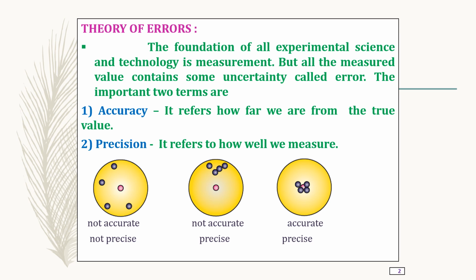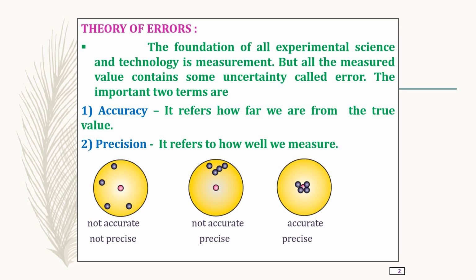Here a visual example is given. Target shooting is an example which explains the difference between accuracy and precision. In the first diagram, the shots are focused so as to reach the bull's eye, but the arrows have reached only around the point. Hence the shots are neither accurate nor precise. The second diagram shows all the shots are close to each other but not at the central point. Hence the shots are precise but not accurate. The third shows the shots are close and also at the central point. Hence the shots are both precise and accurate.